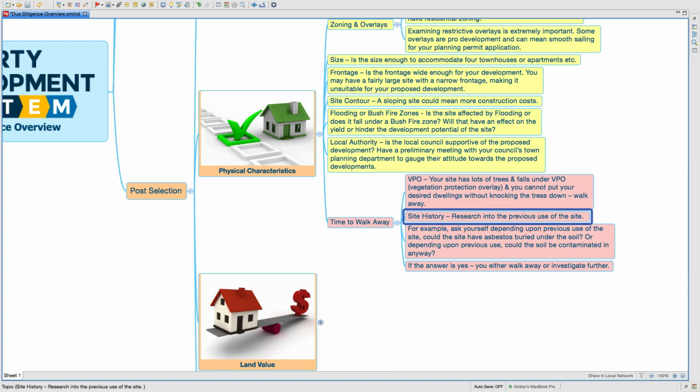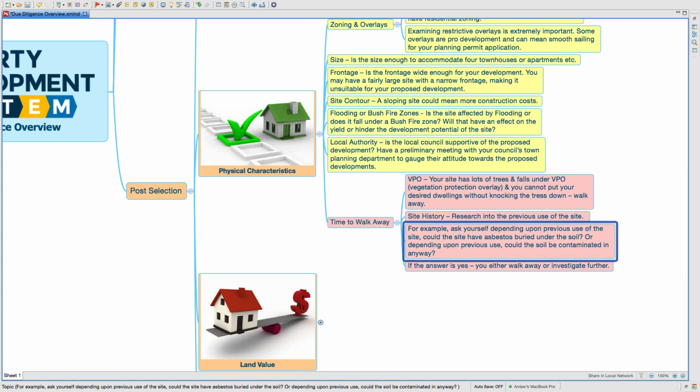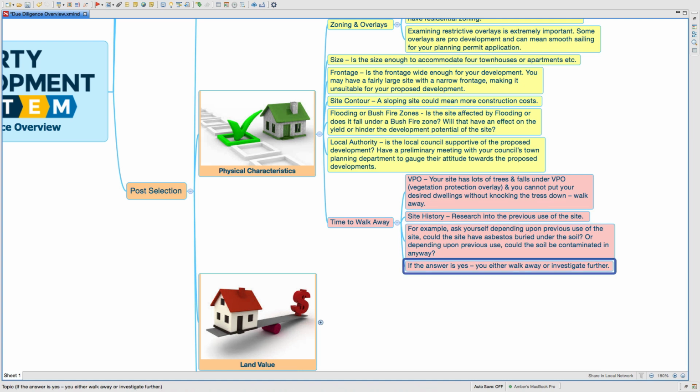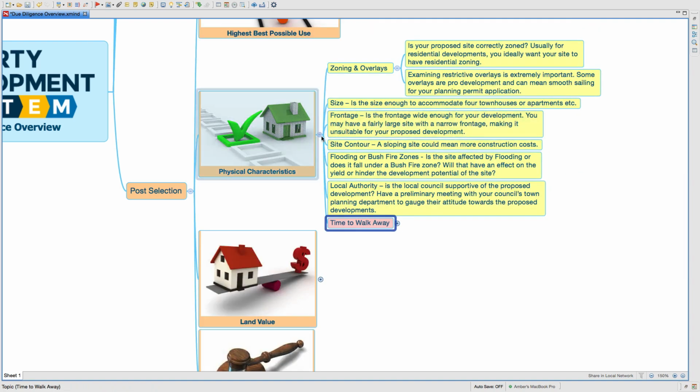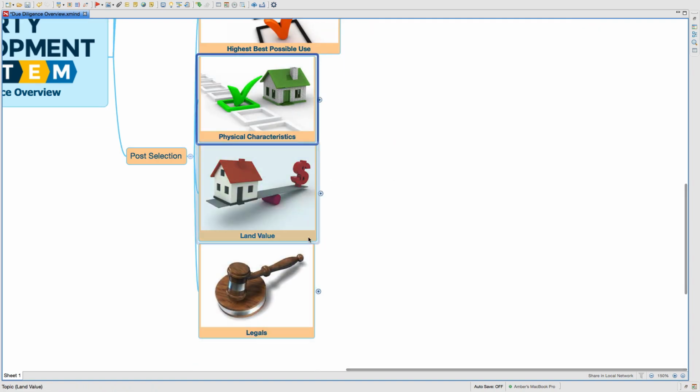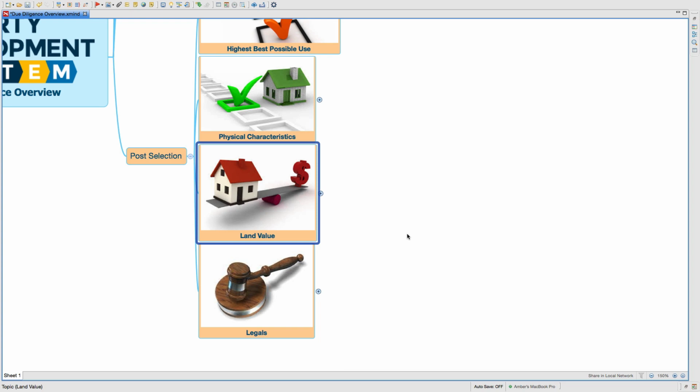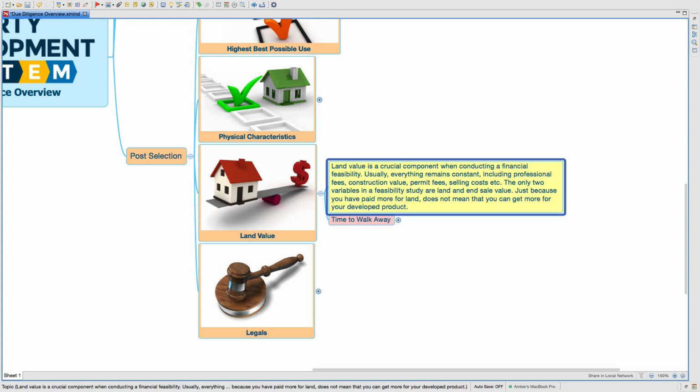Site history, research into the previous use of the site. For example, ask yourself, depending upon various use of the site, could the site have asbestos buried under the soil, or depending upon previous use, could the soil be contaminated in any way? For example, petrol, an old ex-petrol station site is a classic example of that. If the answer is yes, you either walk away or investigate further and find out how you can decontaminate the soil, and do your numbers based on what it's going to cost you to actually decontaminate the site.